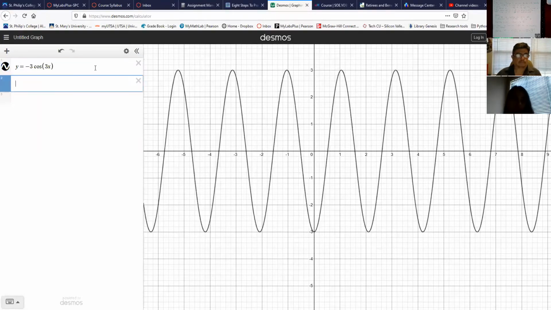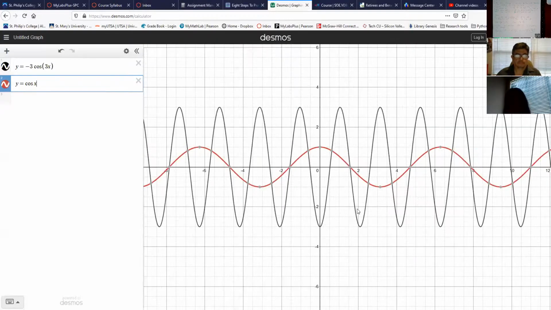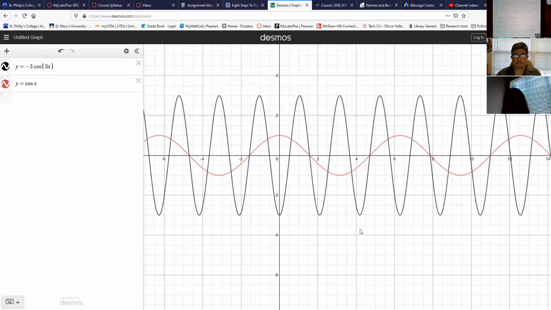Let's look at the original, right? The original would look like this. And we said that the original repeats every 2 pi. So if it starts here, it repeats around here, right? 2 pi. You see how it just starts over forever and ever?